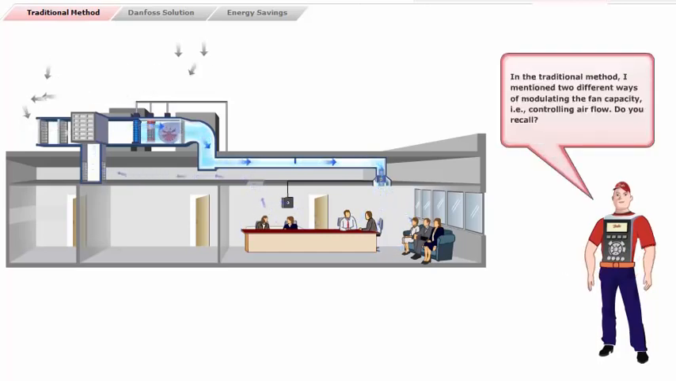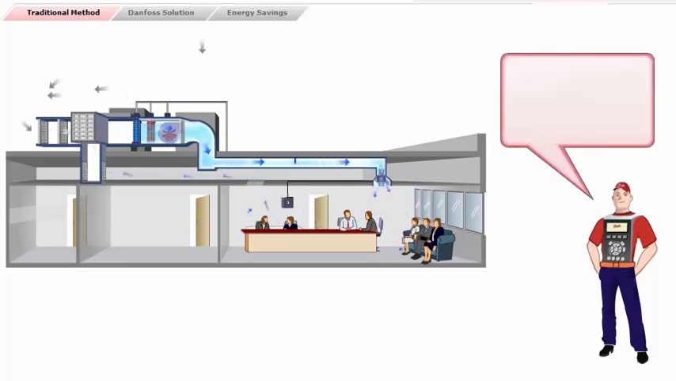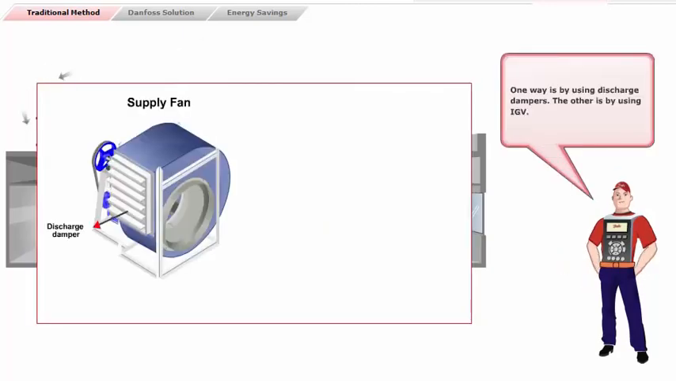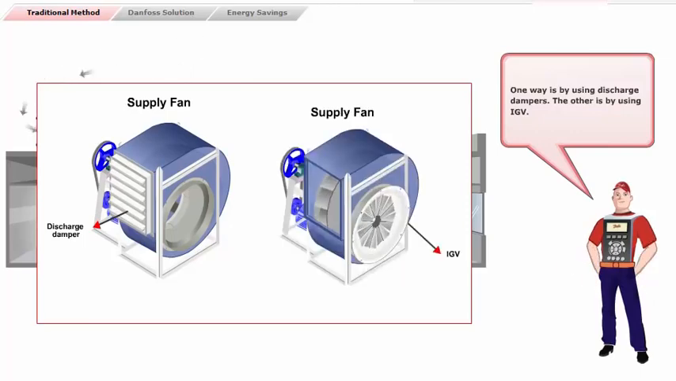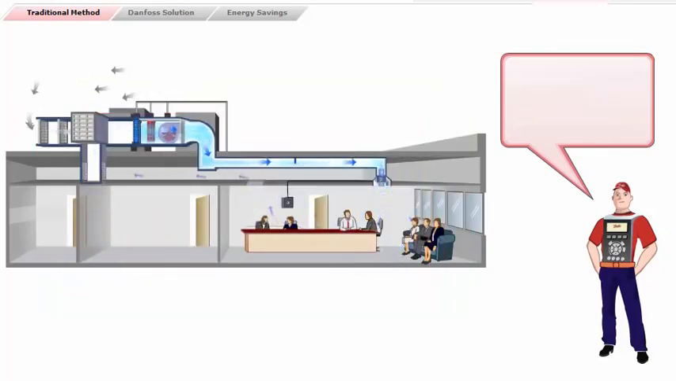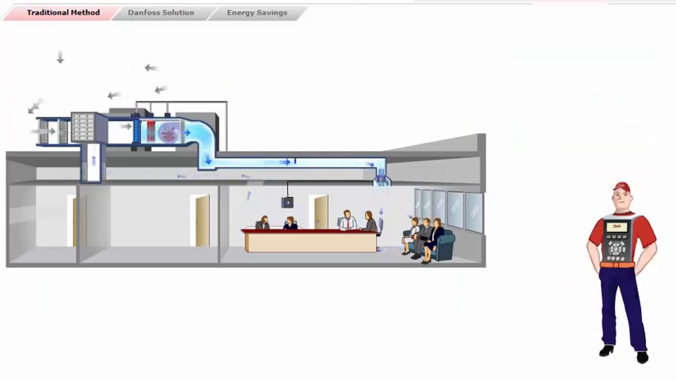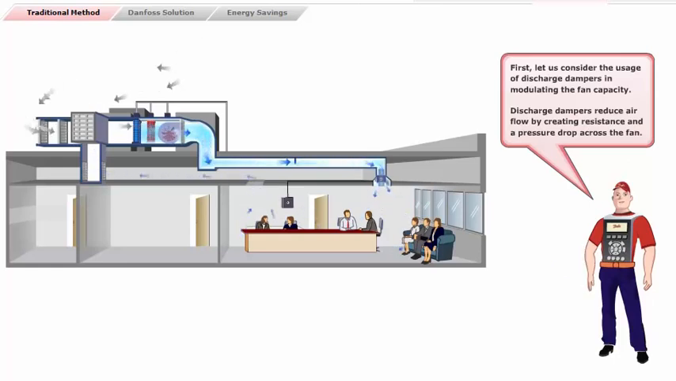In the traditional method, I mentioned two different ways of modulating the fan capacity, that is, controlling airflow. Do you recall? One way is by using discharge dampers. The other is by using IGV. We shall see each of these two methods in detail. First, let us consider the usage of discharge dampers in modulating the fan capacity.